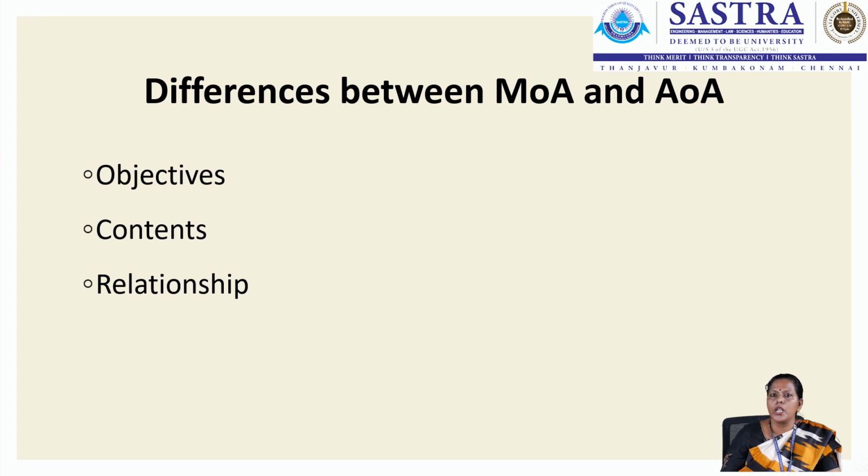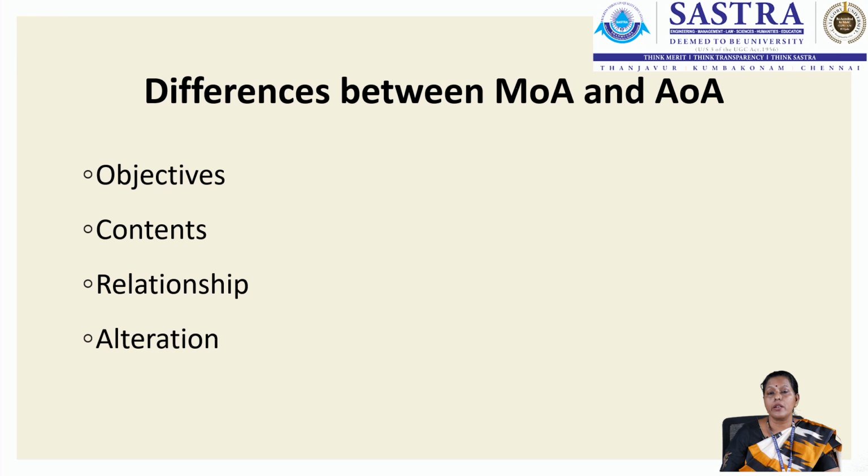The Memorandum of Association talks about the relationship of the company with outsiders, because it talks about the scope of the business activities and the powers of the company. So it deals with the relationship of the company with outsiders. But the Articles of Association deals with the internal management. It talks about the relationship among the members of the company. It has nothing to do with outsiders.